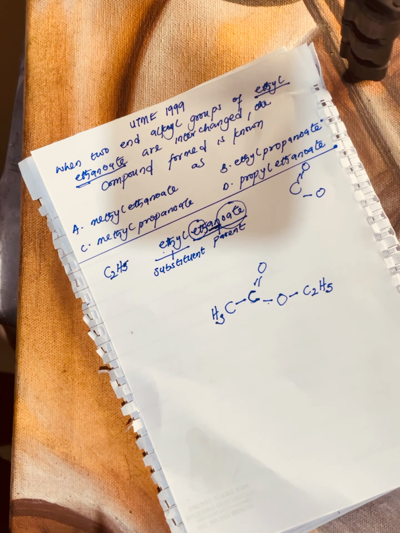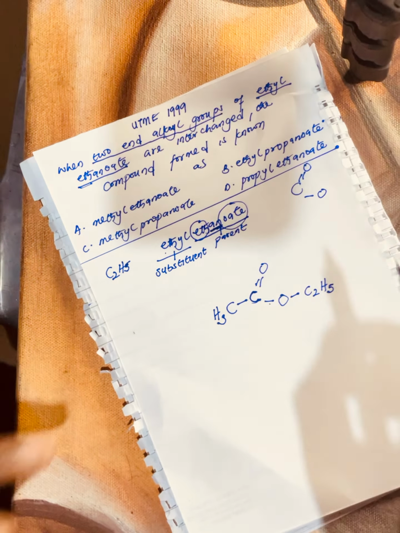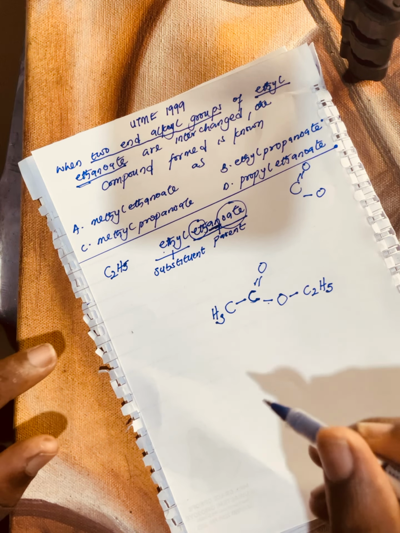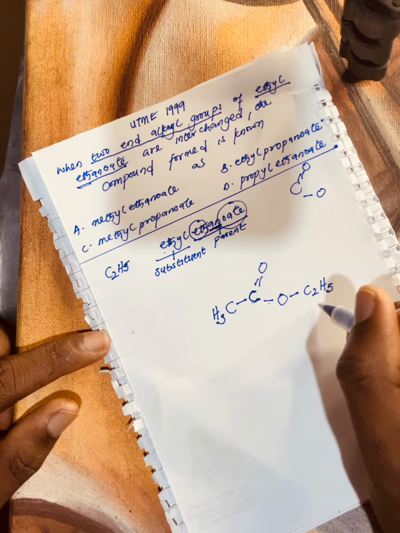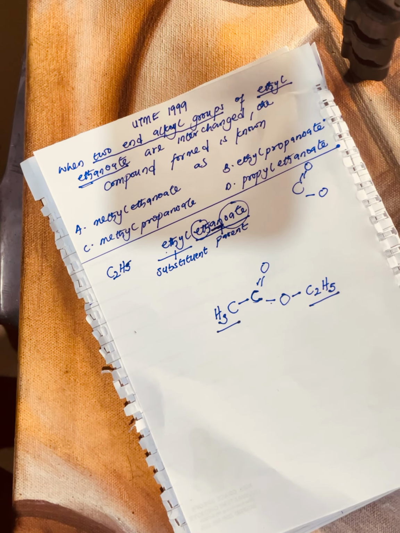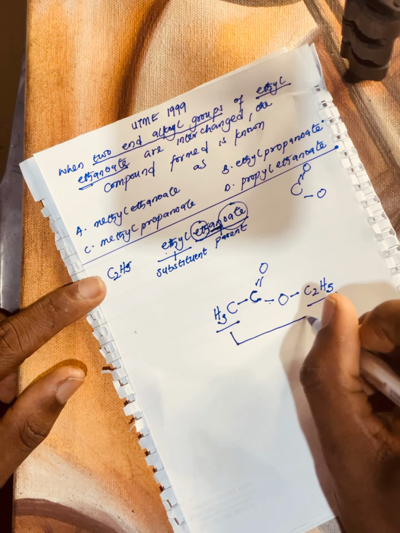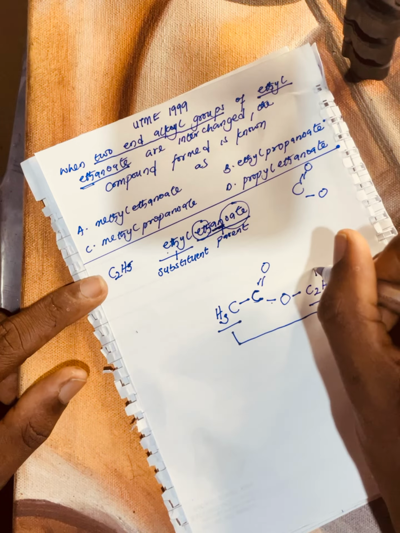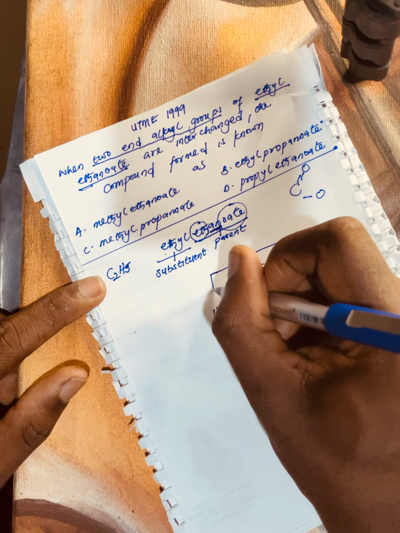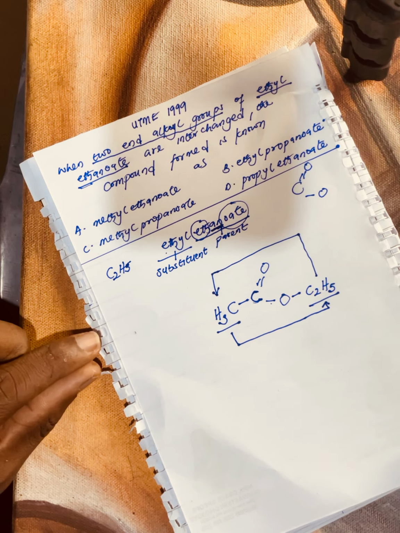Now what Jam is asking is, when the two end alkyl groups, so if you look at the end, this is an end, right? And this is another end. So when the two end alkyl groups are interchanged, that means this one comes to this position, and this one right here comes to this position. They're asking you what compound will be formed. So let's do that in a minute.